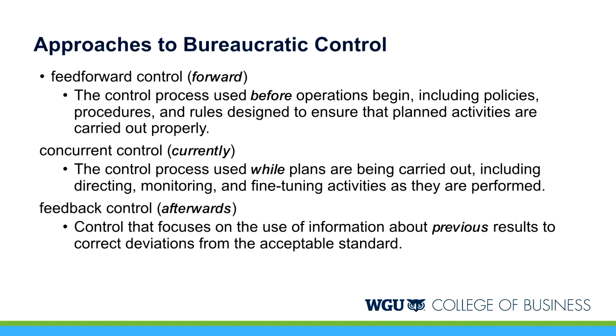And then concurrent is control used while things are happening. Plans are being carried out, directing, monitoring, fine-tuning activities as they are performed. Concurrent. Feedback, going back afterwards. Control that focuses on the use of information on previous results to correct deviations from the acceptable standards. Okay, so it's different approaches to bureaucratic control. Again, before, during, and after. Okay, take a look at those.